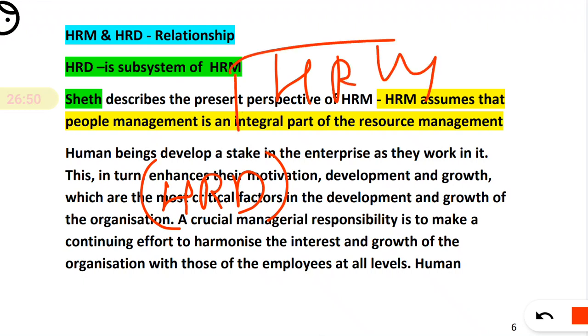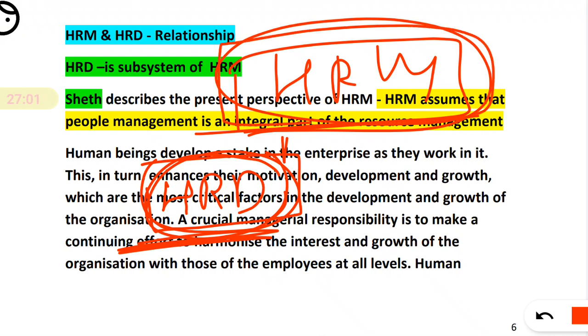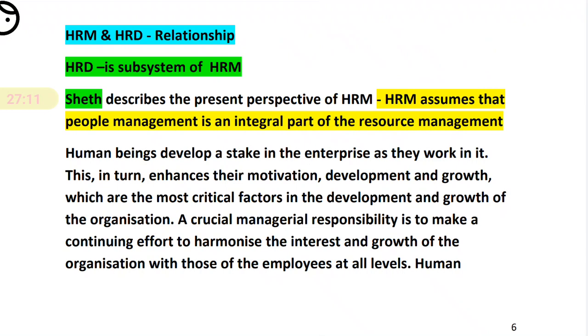HRM is a broader concept than HRD. Remember, HRD is a subsystem of HRM. HRM is the bigger concept than the HRD. That's why we are discussing the fundamentals of HRM. Only one point you have to remember: the relationship between HRD and HRM.